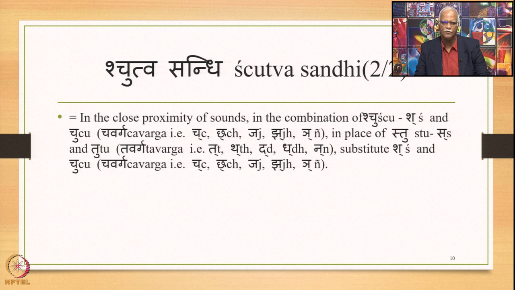All this put together, the meaning of stoḥ ścunā ścuḥ, which brings about the ścutva sandhi, is the following. In the close proximity of sounds, samhitayam, in the combination of ścu, that is sh and chavarga, that is sh and cha chha ja jha ña, this is the meaning of ścunā. In place of stu, stoḥ, that is, in place of sa and tu, that is tavarga, that is ta tha da dha na, substitute sh and chu, that is chavarga, that is cha chha ja jha ña. This is the meaning of stoḥ ścunā ścuḥ. I repeat, in the close proximity of sounds, samhitayam, in the combination of ścu, ścunā, in place of stu, stoḥ, substitute sh and chu, ścuḥ.